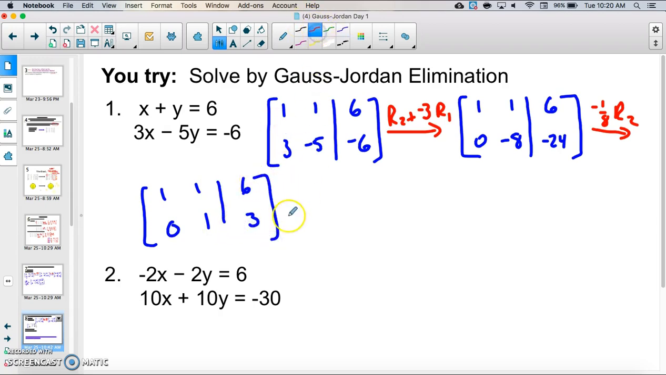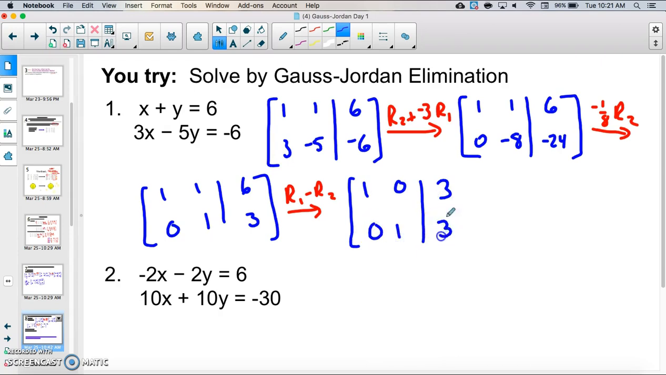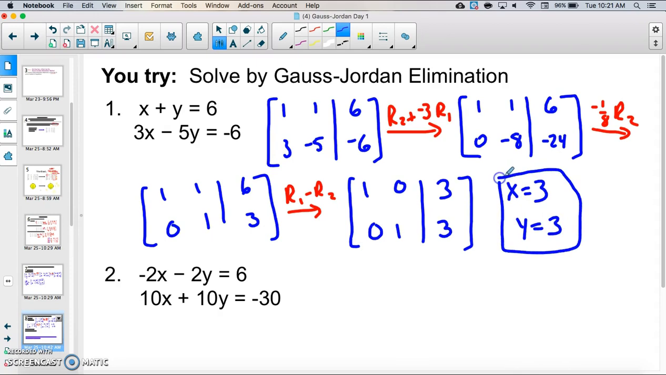And then our final step is just getting that 0 in the upper right-hand corner. And we could do row 1 minus row 2. So we've got 1, 0, 3, 0, 1, 3. So finished it, x equals 3, y equals 3. So as you go, it should get a little bit quicker. You're just looking for any manipulations to turn the numbers into 1s and 0s.